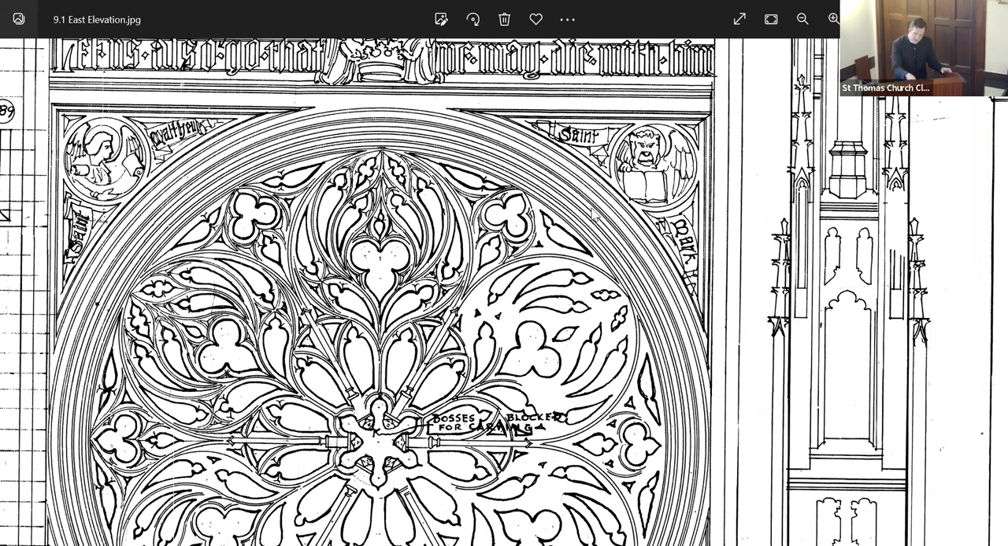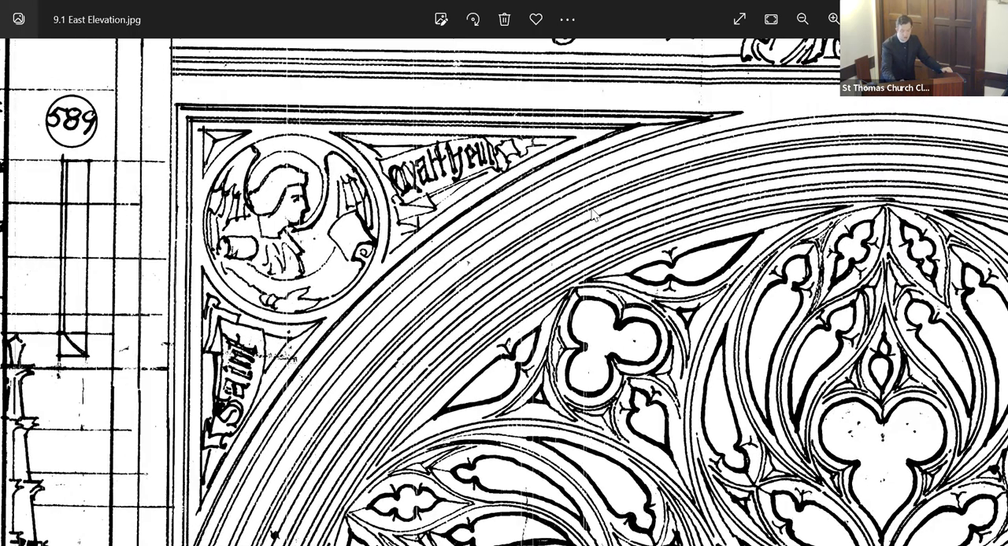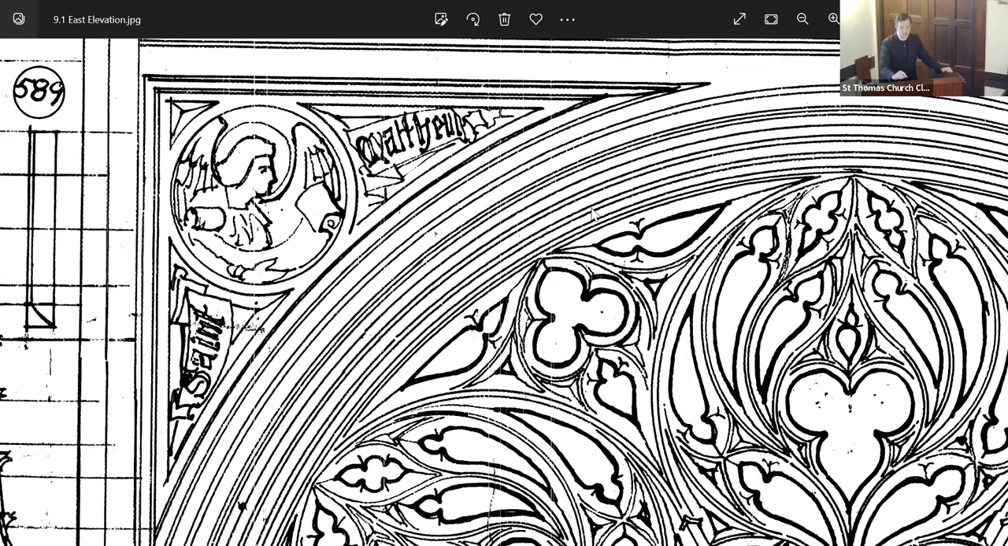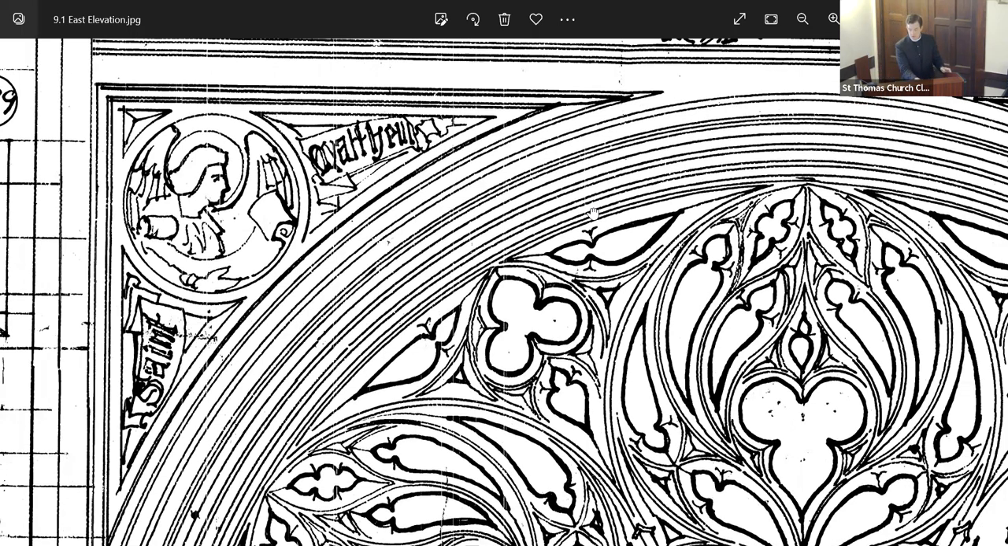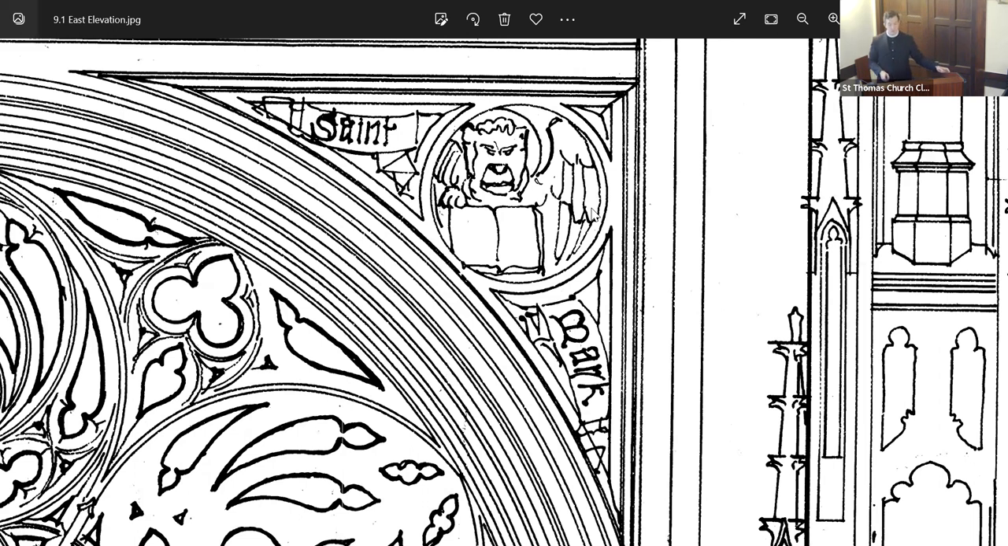But on the left, it shows an angel in a roundel with a scroll, and it says St. Matthew. Let's look a little bit closely at this lovely pen and ink, all of this is in pen and ink. And he's got a scroll. Now, this is a very traditional way to render one of the Gospels, one of the evangelists. And over here, you'll see another traditional way to render an evangelist, St. Mark.